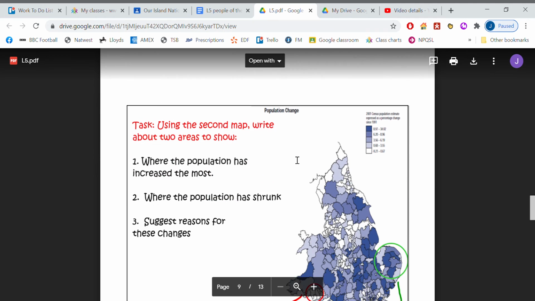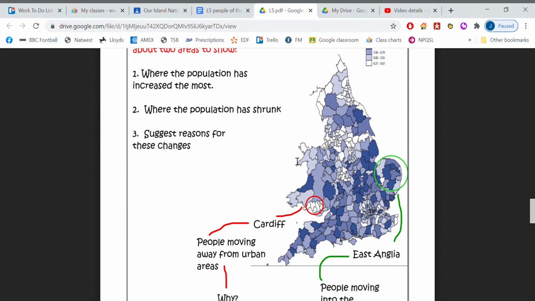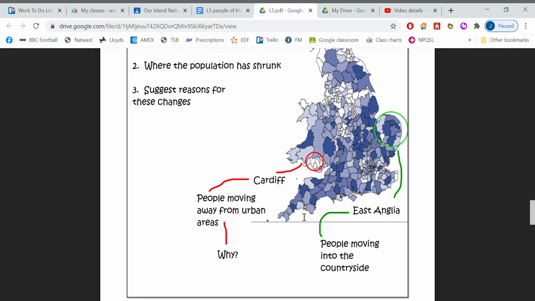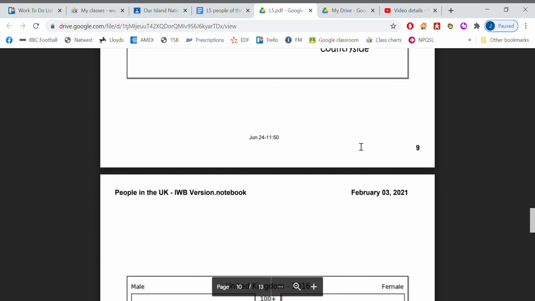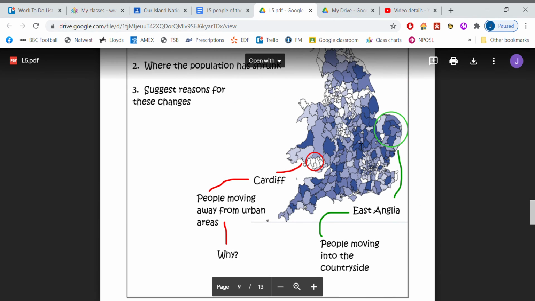Then we're going to have a look at the change map, why some areas are growing and some areas are shrinking. So Cardiff, for example, is an area that's shrinking. People are moving away from urban areas there. Whereas in East Anglia, people are moving into the countryside. Why? Again, you could Google if you're not sure, okay, to help you with this.